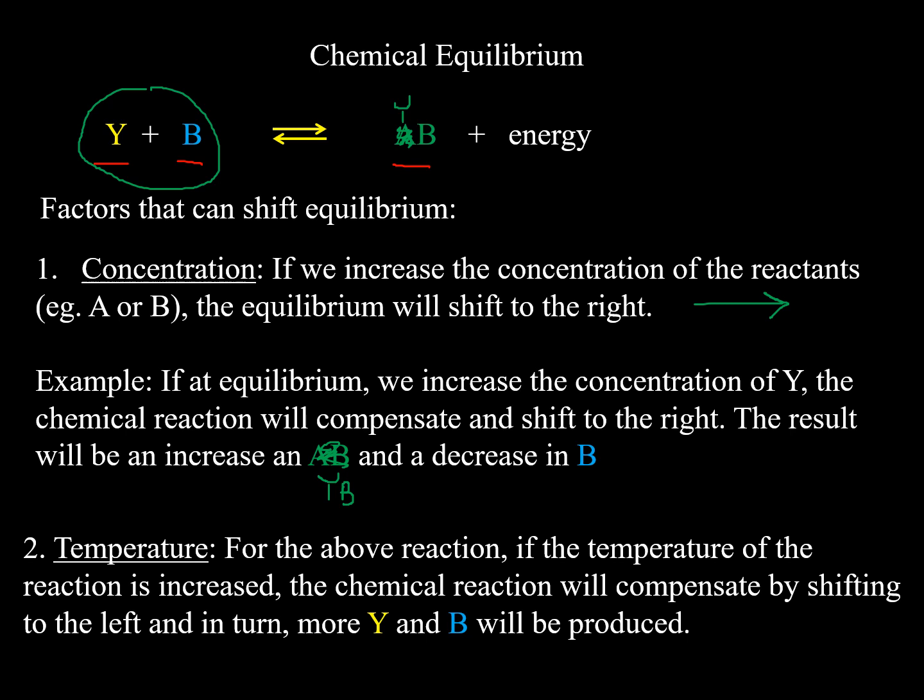The second factor is temperature. So here we have Y plus B gives us YB plus energy. You don't necessarily look at it as a product being energy. The energy is throughout the reaction, but in terms of writing it down, you can think of it in that way. So for the above reaction, if the temperature of the reaction is increased, the equilibrium will shift to the left to compensate. Meaning if you add energy to the system, how will the reaction compensate? It's going to shift to the left because we have extra energy on the left. It's going to shift to the left to give us more Y plus B.